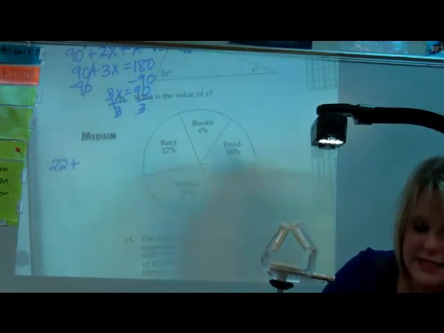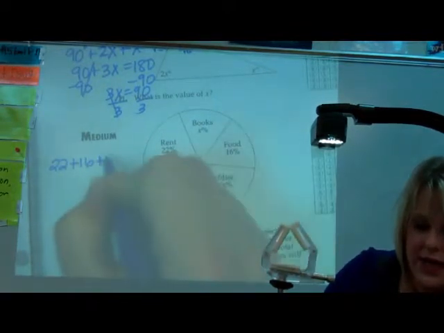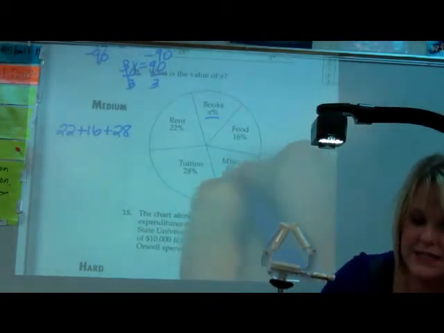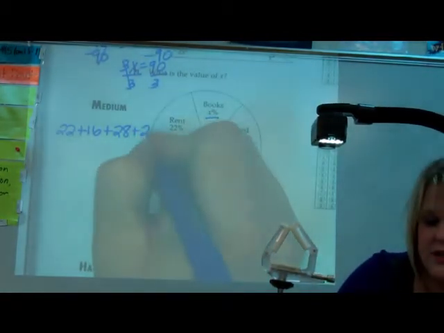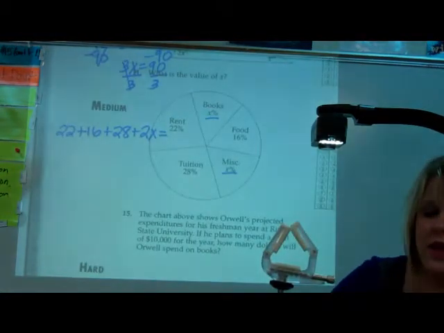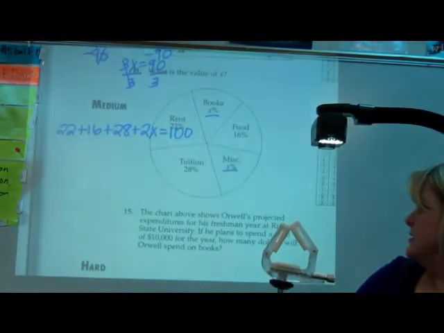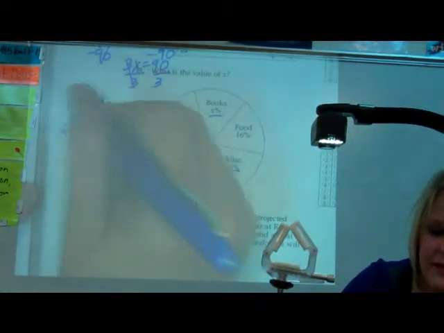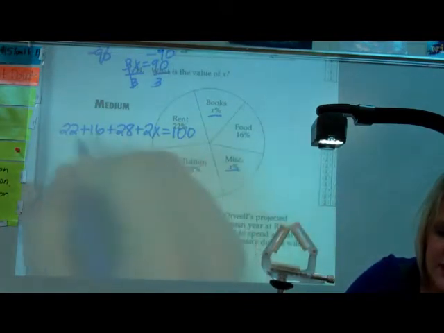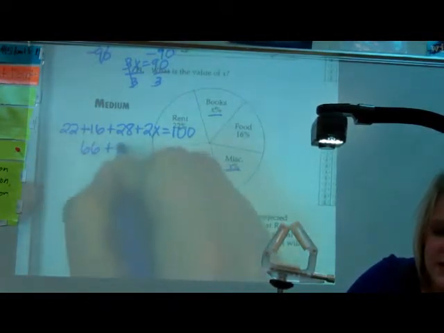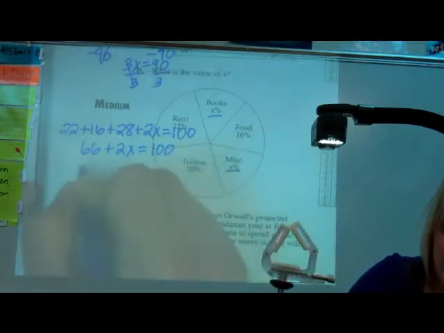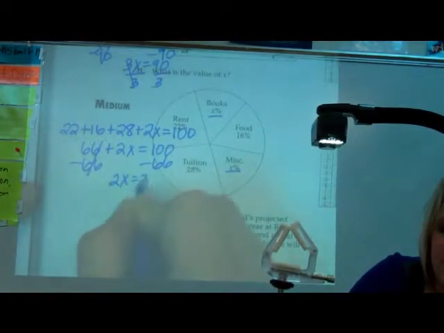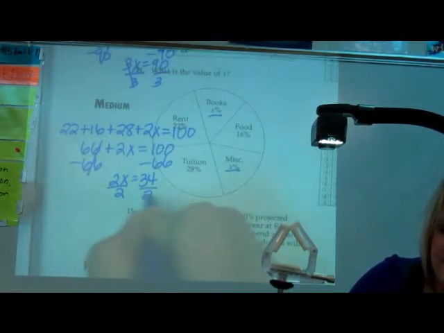So if you look, you've got 22 plus 16 plus 28. So those are the percents that you know. And then you've got 2 pieces of the pie that are both X. So you've got 2X. And those have to total up to 100%. So if we add these up, this is going to be 66, I think, right? 66 plus 2x would be 100. So 2x would be 34. So x would be 17.